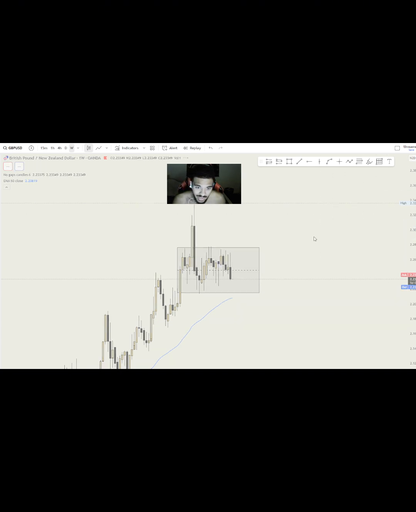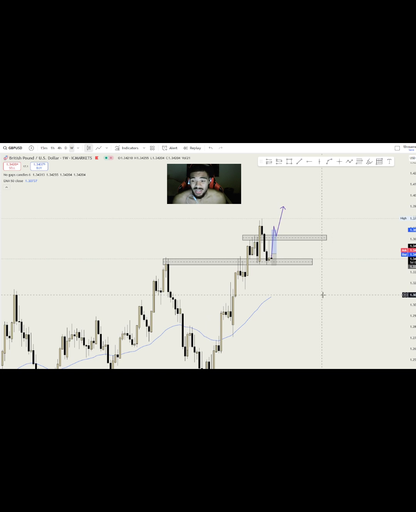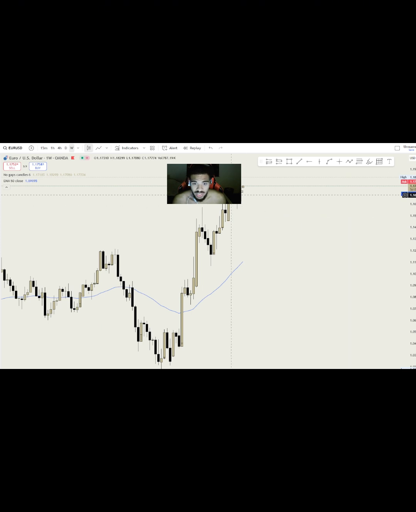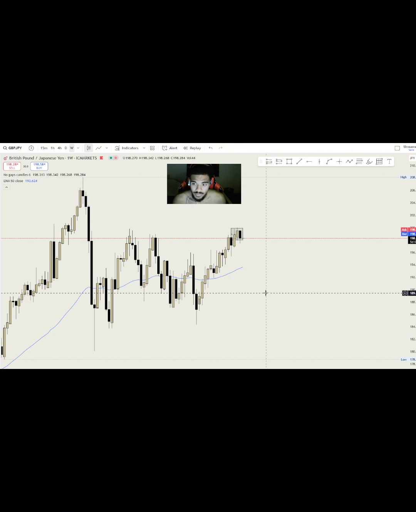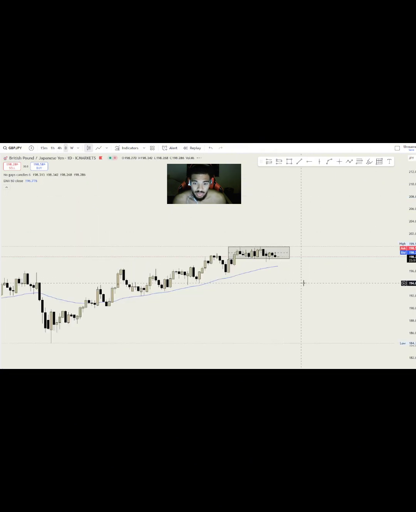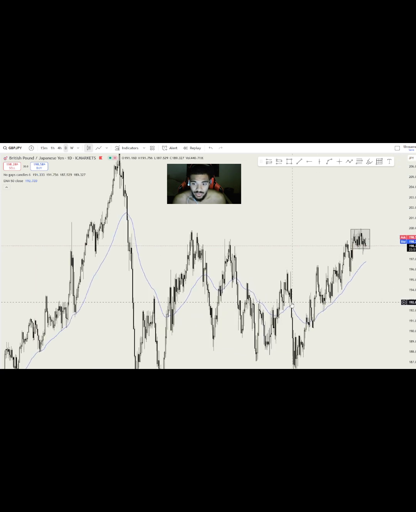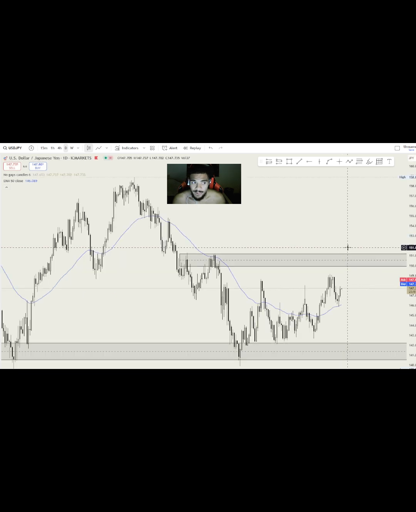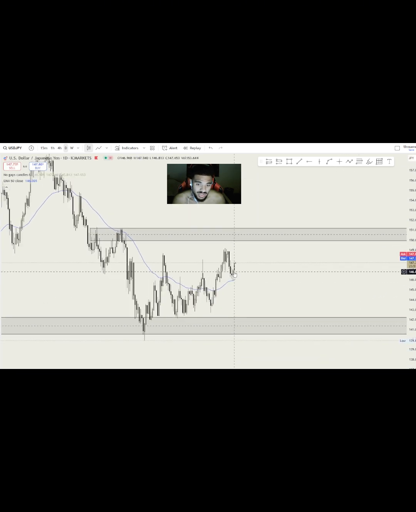So that's the main breakdown. Probably the best opportunity I'll be looking for is GBP USD off of this zone for longs. Euro USD pretty much the same off of this zone for longs as well. GBP JPY is in consolidation, so probably won't be touching it until it breaks out of either this zone or this zone. USD JPY pretty much the same. I'll wait for it to break through this and retest it, or break this and retest it.